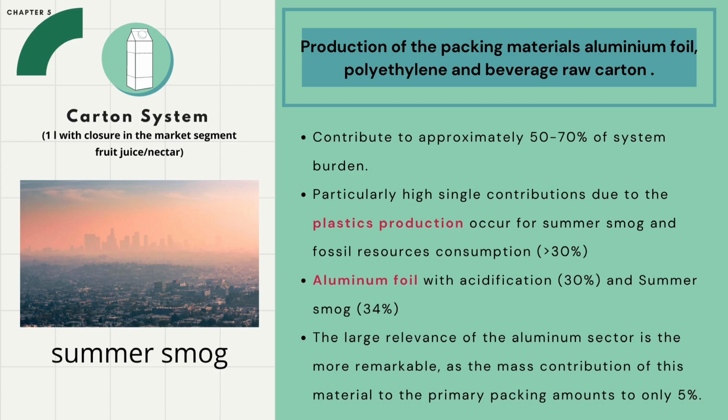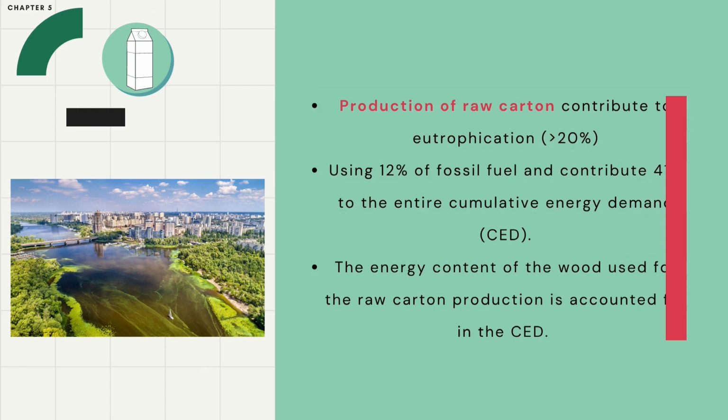Particularly high single contributions due to the production of plastic occur for summer smog and fossil resources consumption, which is greater than 13%, as well as aluminium foil with acidification 30% and summer smog 34%. The large relevance of the aluminium sector is the more remarkable as the mass contribution of this material to the primary packaging amounts to only 5%.